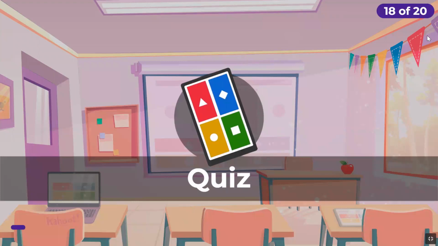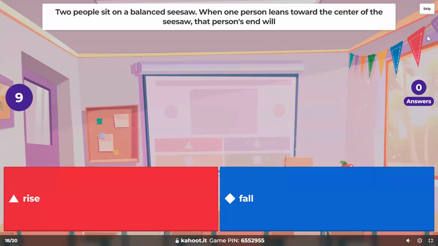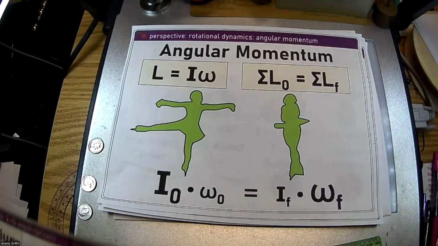Got Finn on fire. Two people sit on a balanced seesaw. When one person leans toward the center of the seesaw, that person's end will do what? Yeah, we'll rise. I do have a seesaw poster, so I'll flash this up here.